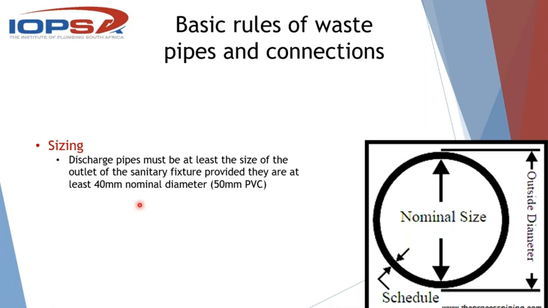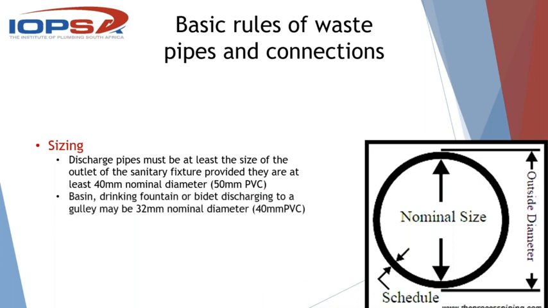So it says to you, it can be any size. So if you've got, I don't know, a 75 mil outlet somewhere, a massive big bath, it must be at least that size. But as long as they are at least 40 millimeters nominal diameter, in other words, 50 mil PVC, that puts to bed any questions whether discharge pipes, waste pipes may or may not be 40 mil PVC.